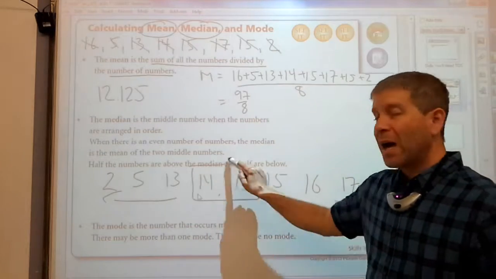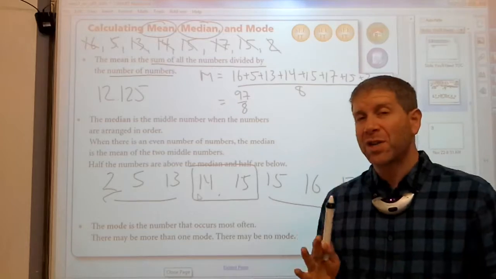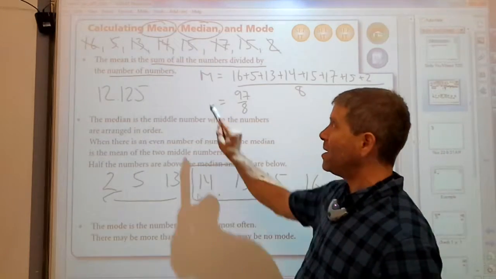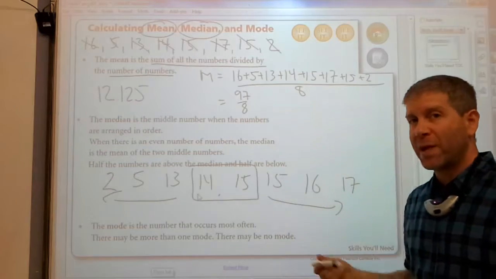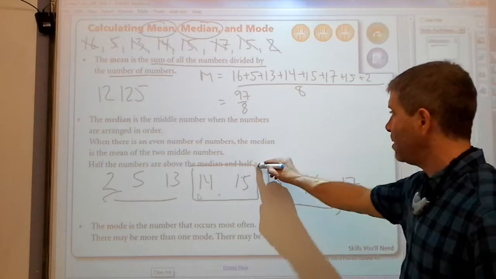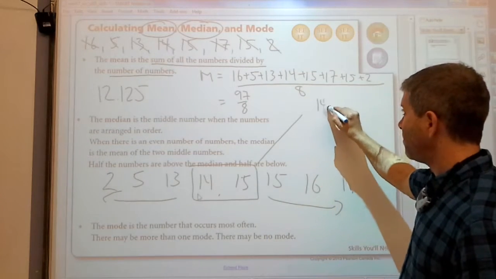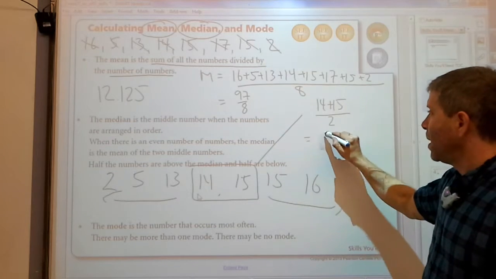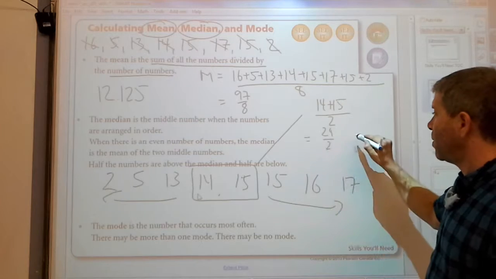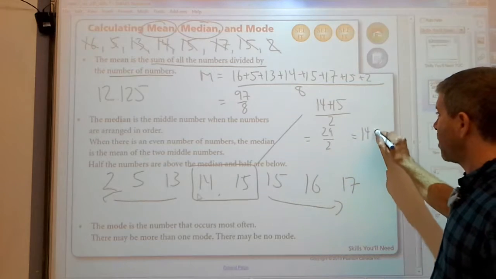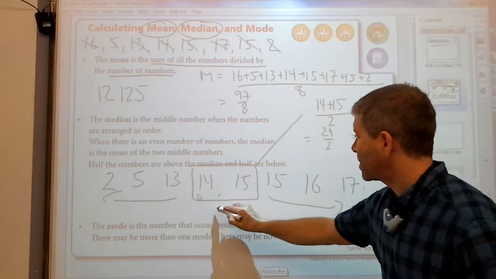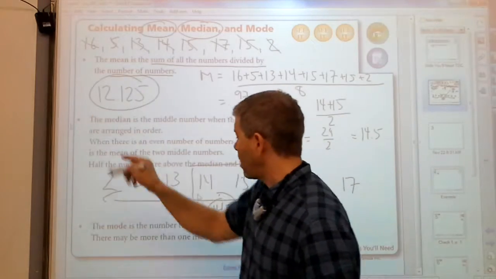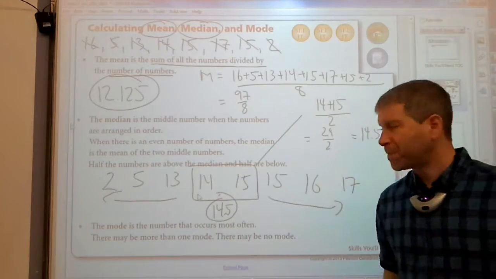So what we do is we put aside those 2 middle numbers and we take their average, the mean of these 2 middle numbers. So we take 14 plus 15, adding them together and dividing by the number of numbers, which is 2. That's going to be 29 divided by 2, which is going to be 14.5. So our median in this case is 14.5. Notice it's larger than our mean.